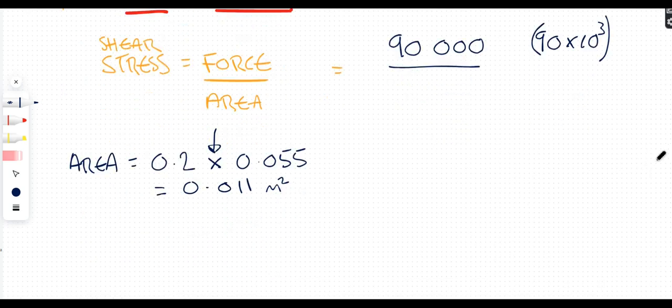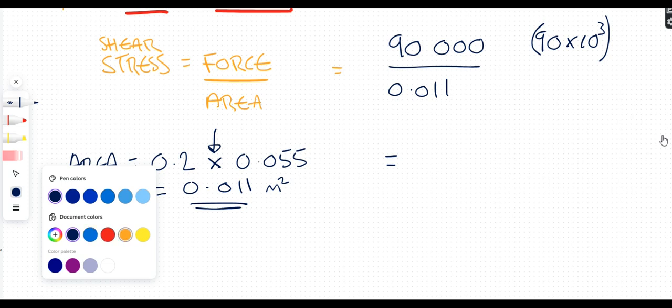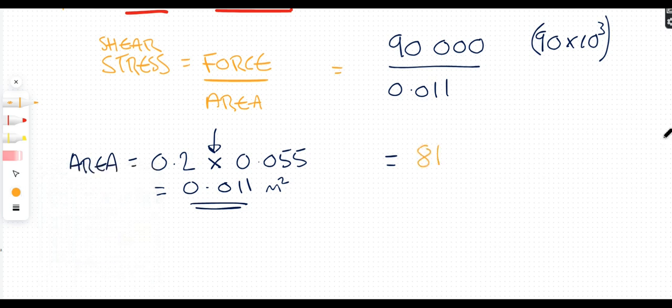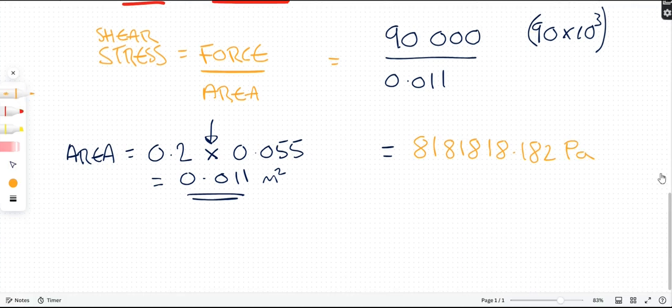Let me scroll down there. Okay, so I'd put that in there. Force divided by area, that's the area, 0.011. This will give us the shear stress. It's going to be a big number. It comes out to be a funny number, 8.182. That's the answer, in pascals.